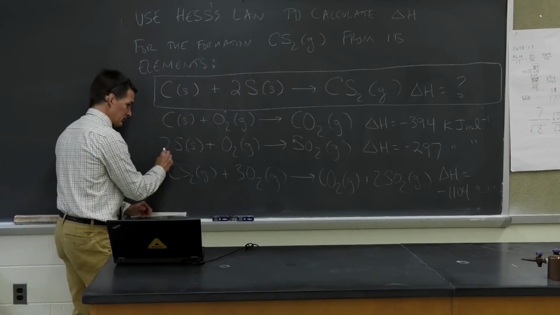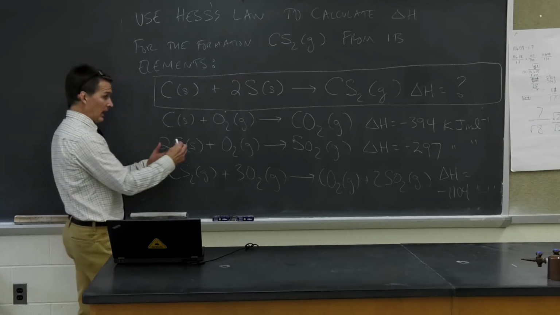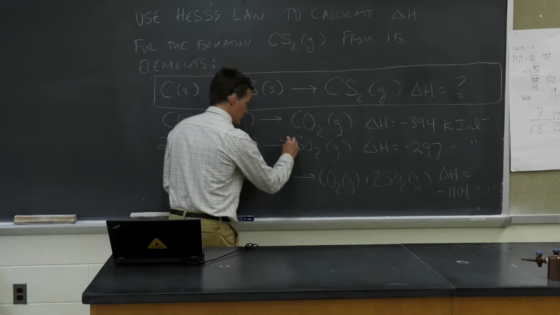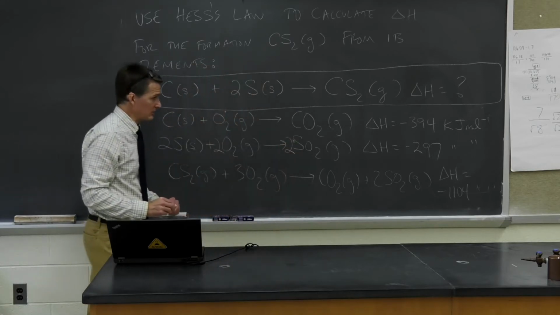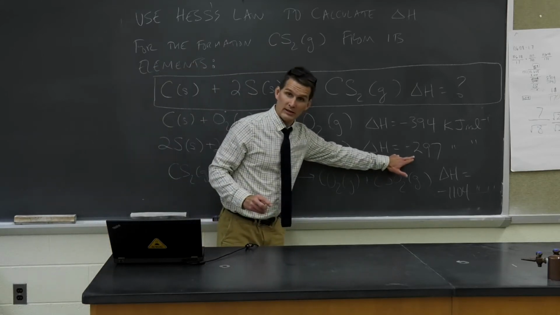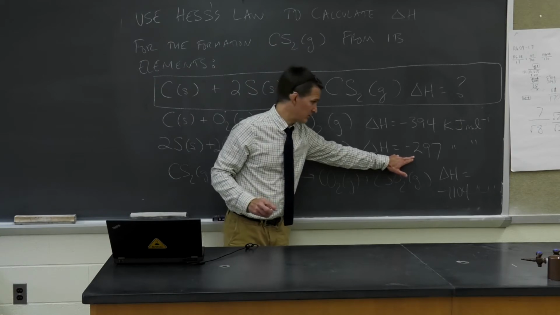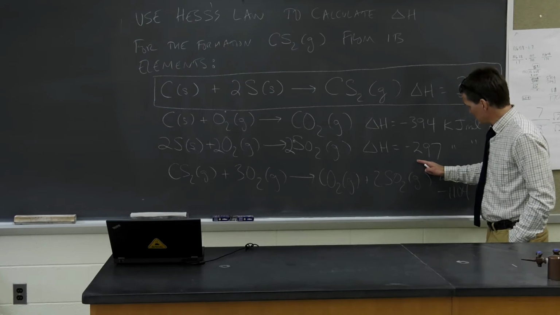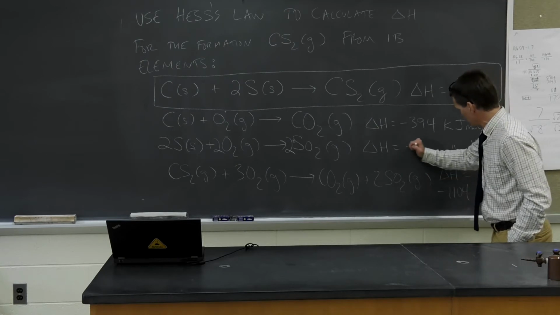That means I'm going to need 2 solid sulfurs. I'm going to need 2 O2s. I'm going to need 2 SO2s produced. And I'm going to need to multiply my enthalpy change by 2. What's that? 300, that's 600 minus 6, that's 594 if I have that right.